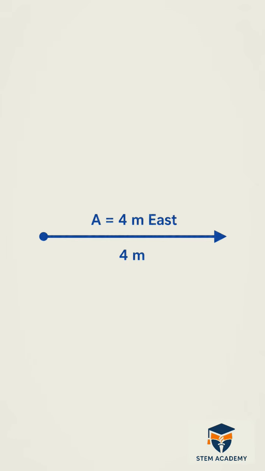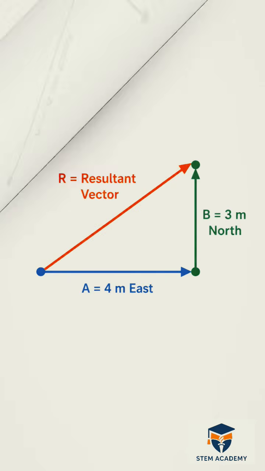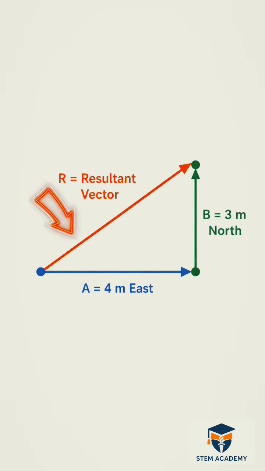A equals 4 meters east. Now place the tail of vector B at the head of vector A, where B equals 3 meters north. Next, join the starting point and the ending point. This new arrow is called the resultant vector.